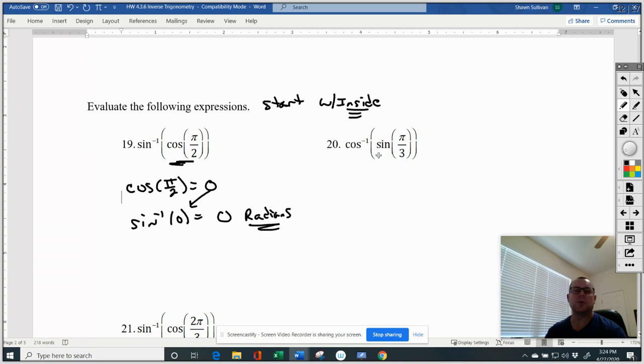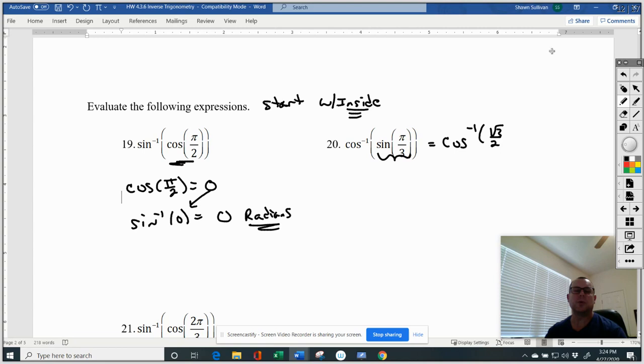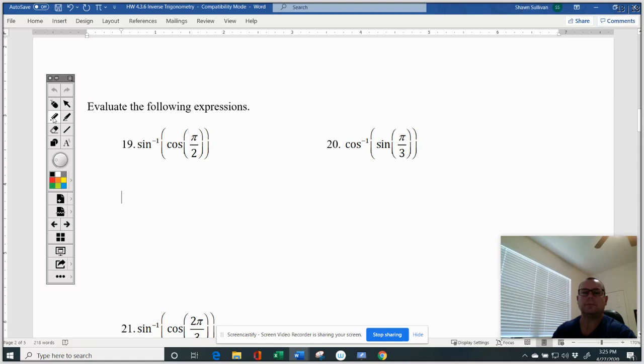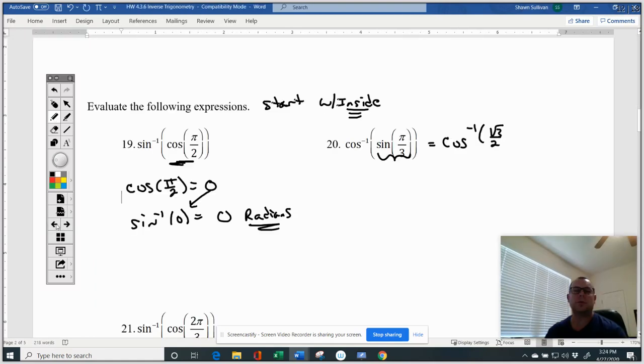We can do 20. First, we need to evaluate sine of pi over 3. And if you guys remember unit circles, sine of pi over 3 is the square root of 3 over 2. So this becomes cosine inverse of square root of 3 over 2. Beautiful. So cosine inverse of square root of 3 over 2 is pi over 6.